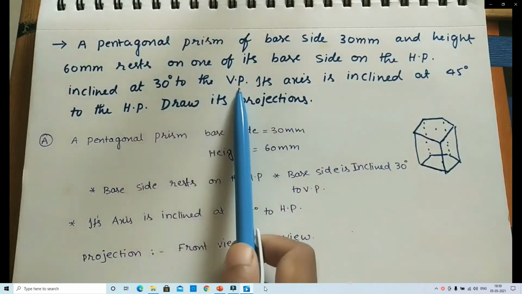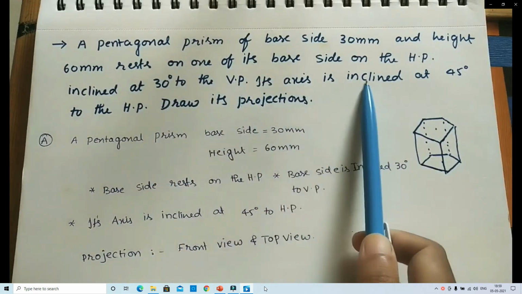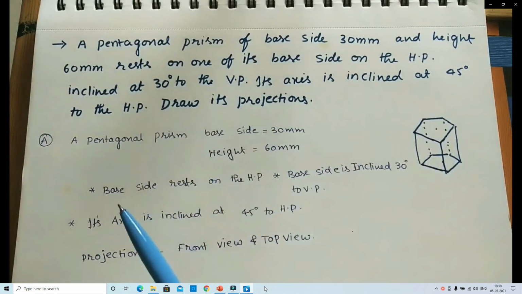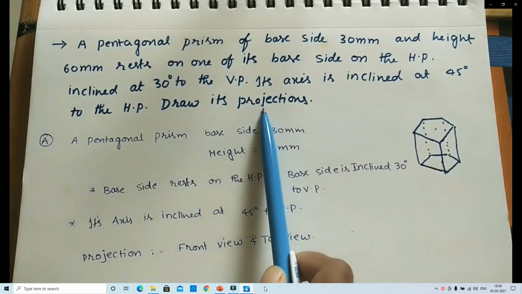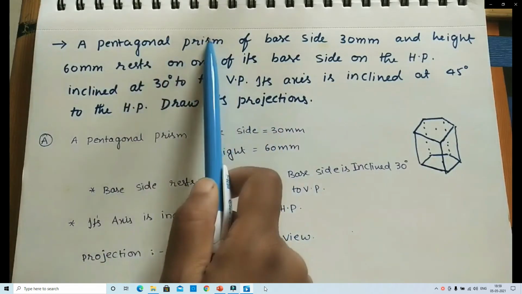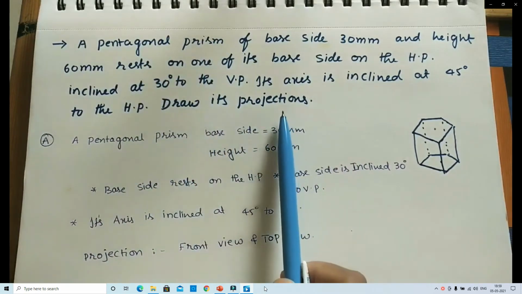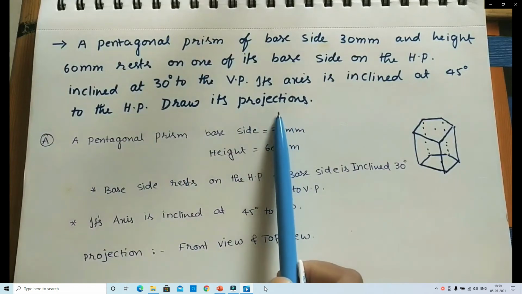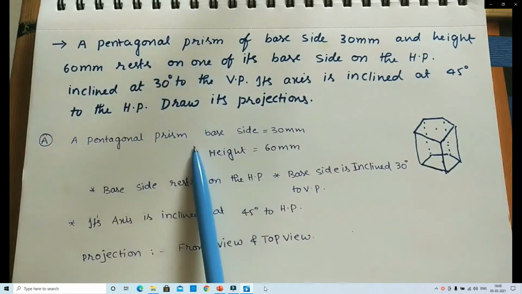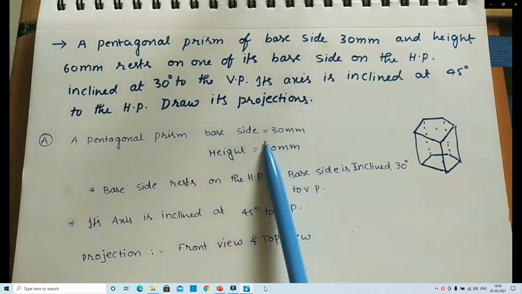Now we discuss the second problem. A pentagonal prism of base 30 mm and height 60 mm rests on one of its base sides on the HP, inclined at 30 degrees to the VP. Its axis is inclined at 45 degrees to the HP. Draw its projections. This is the problem. In this problem, what is the given data here? Pentagonal prism of base side 30 mm, height 60 mm.